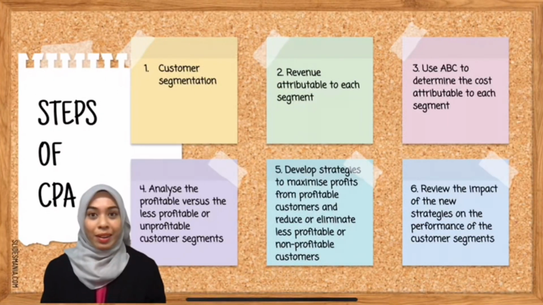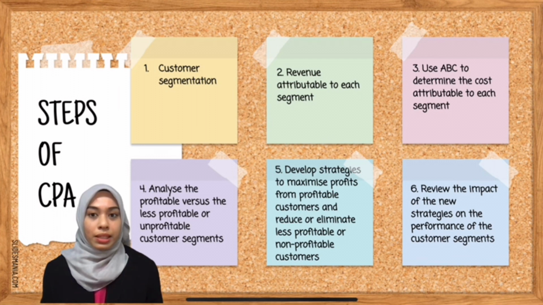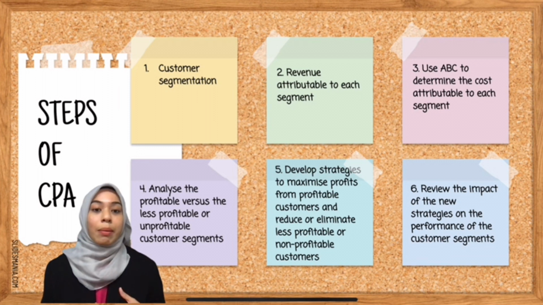Hello everyone, I'm Aisha. Next, I will continue with the 6 steps of CPA. The first step is customer segmentation. The second one is revenue attributable to each segment. The third one is use activity-based costing to determine the cost attributable to each segment. The fourth one is analyze the profitable versus the less profitable or unprofitable customer segments. The fifth one is develop strategies to maximize profits from profitable customers and reduce or eliminate less profitable or non-profitable customers. The last one is review the impact of the new strategies on the performance of the customer segments.